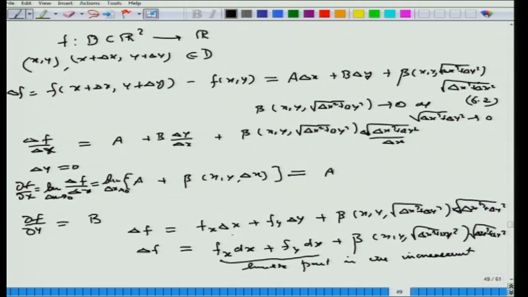Because this is linear in delta x, which is nothing but dx, and delta y, these are independent variables, therefore delta x will be the same thing as dx, which we have seen, and delta y will be dy here, and so this df will be given. That linear part is called the differential, and so df is given by f x dx plus f y dy. So, that is the situation for functions.